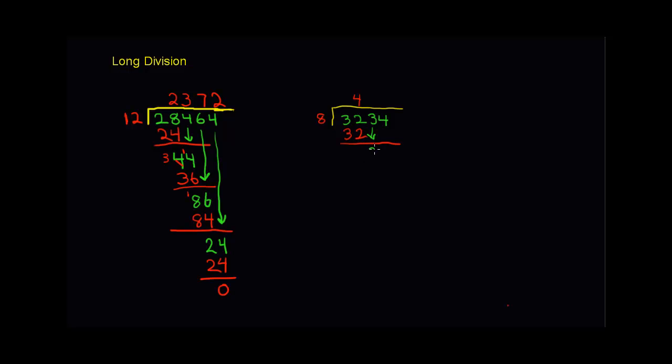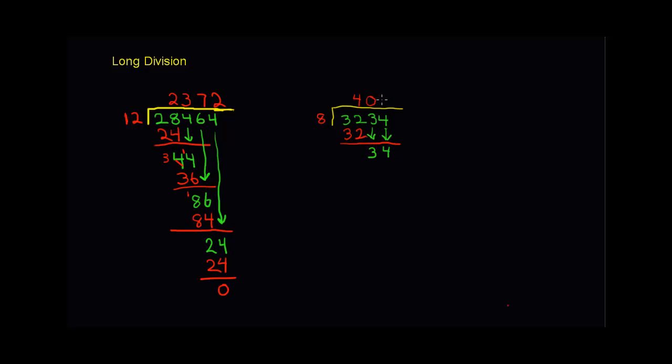We're going to bring down our 3. Now the 3 is too small. We cannot divide the 3 by 8. The 8's bigger than the 3, so just put a 0 up there. And then we're going to drop down the 4.